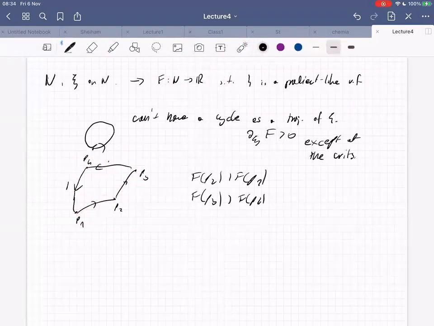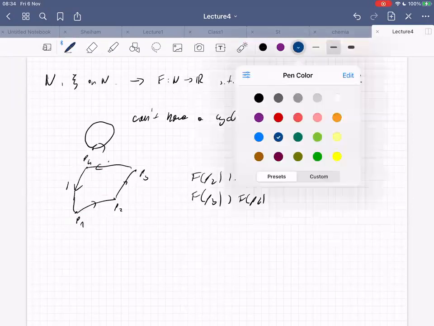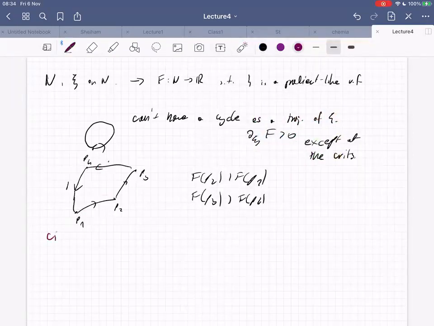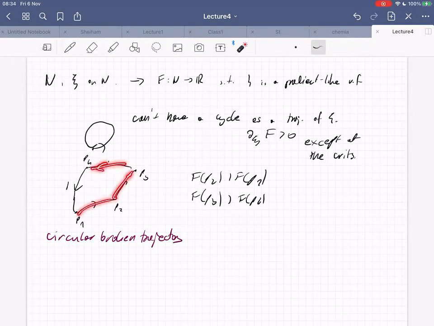This is called a circular broken trajectory, which means it's not a trajectory because it's a union of trajectories. So it will be quite useful for us to use the terminology broken trajectory, which is a union of trajectories connecting consecutive critical points. And circular means it starts and ends at the same point. So this is an obstruction.